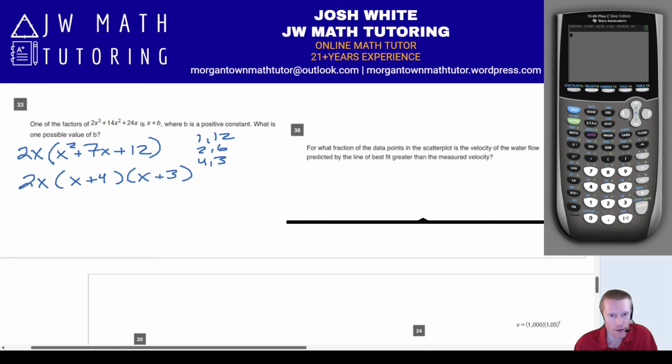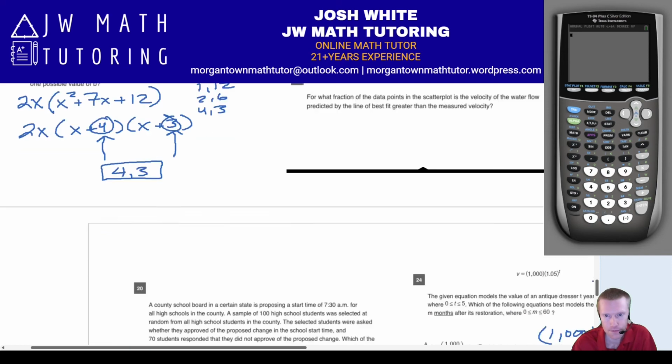So now, the answers to this question are going to be either 4 or 3. So there's two possible correct answers you could put. Obviously, you only put one of them, so either just grid in 4 or just grid in 3. The b value, where it says x plus b, where b is a positive constant, is just this number, and that's it.